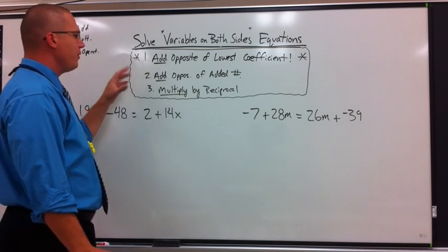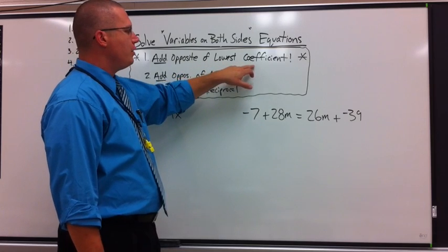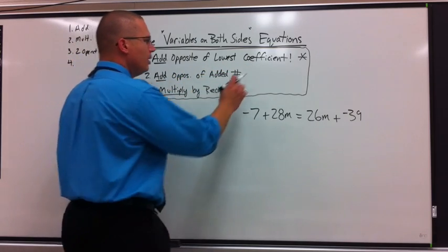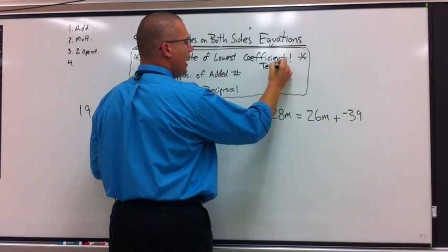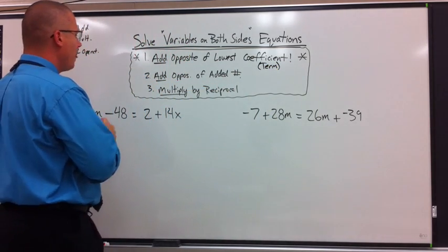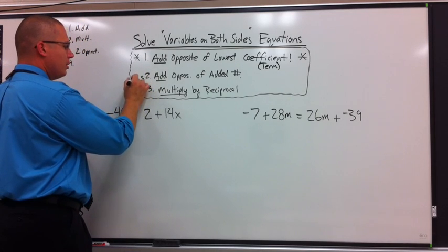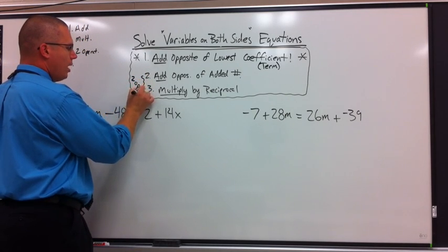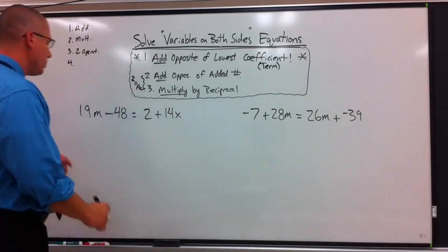First step is a little different. I have to add the opposite of the lowest coefficient to both sides. And when I say this, it is the term that I add the opposite of, not just the coefficient. I'll show you that in a second. From there, it's a regular two-operation equation. So we're going to take a look at two examples.